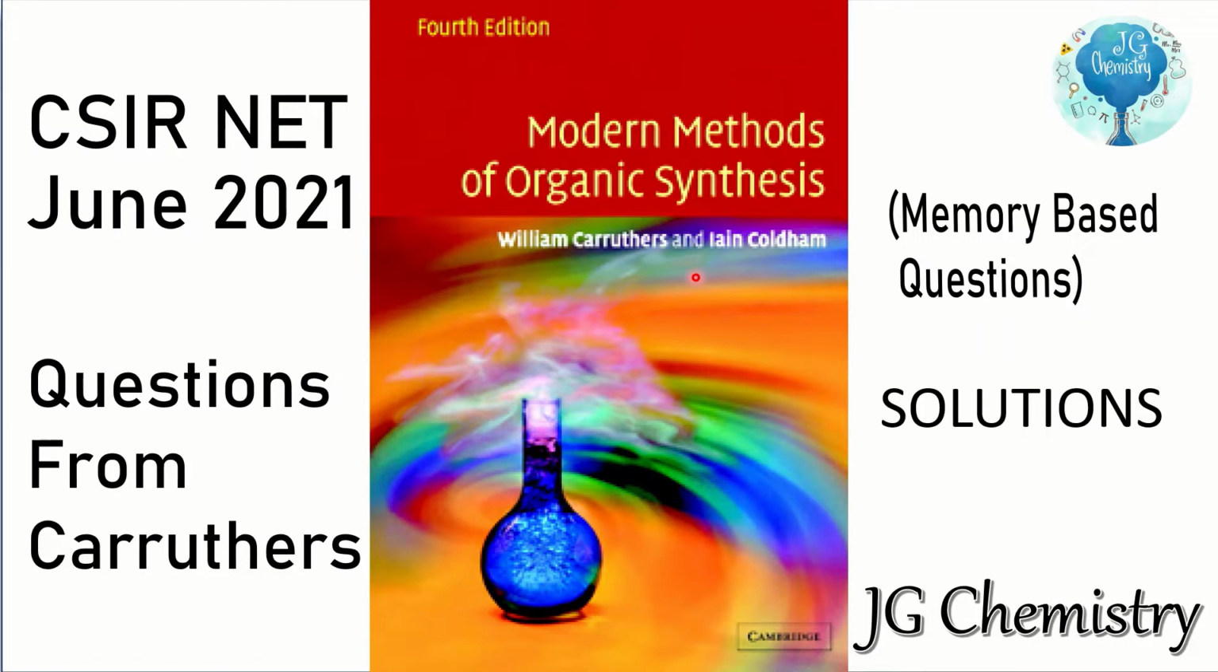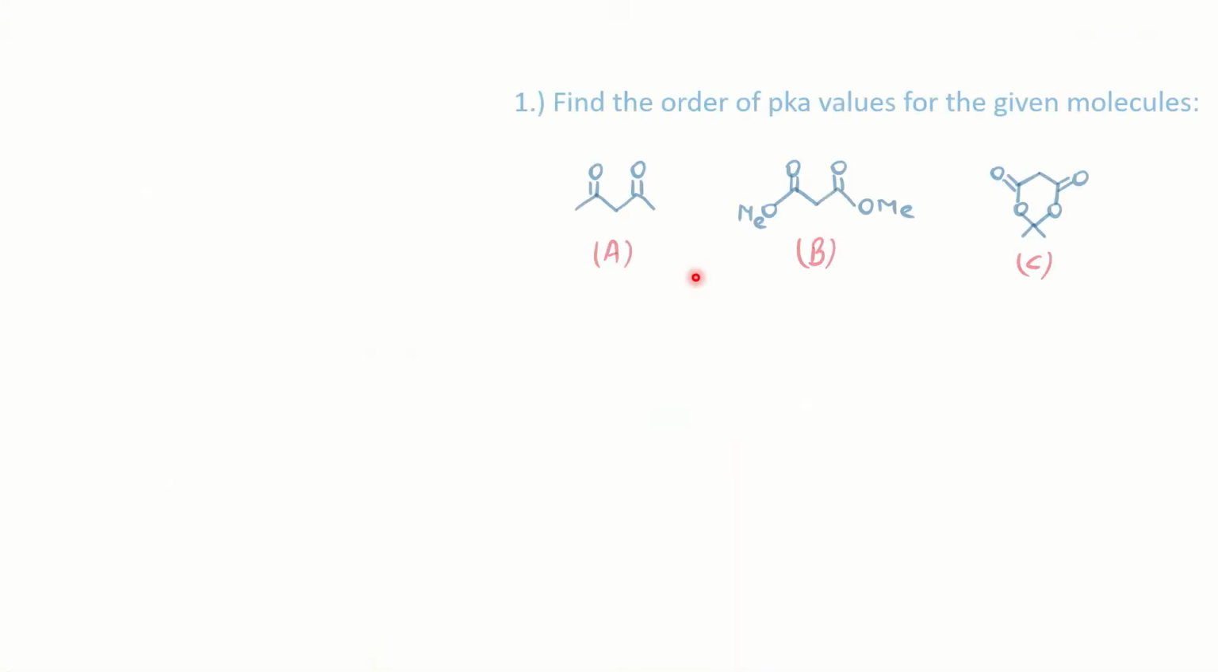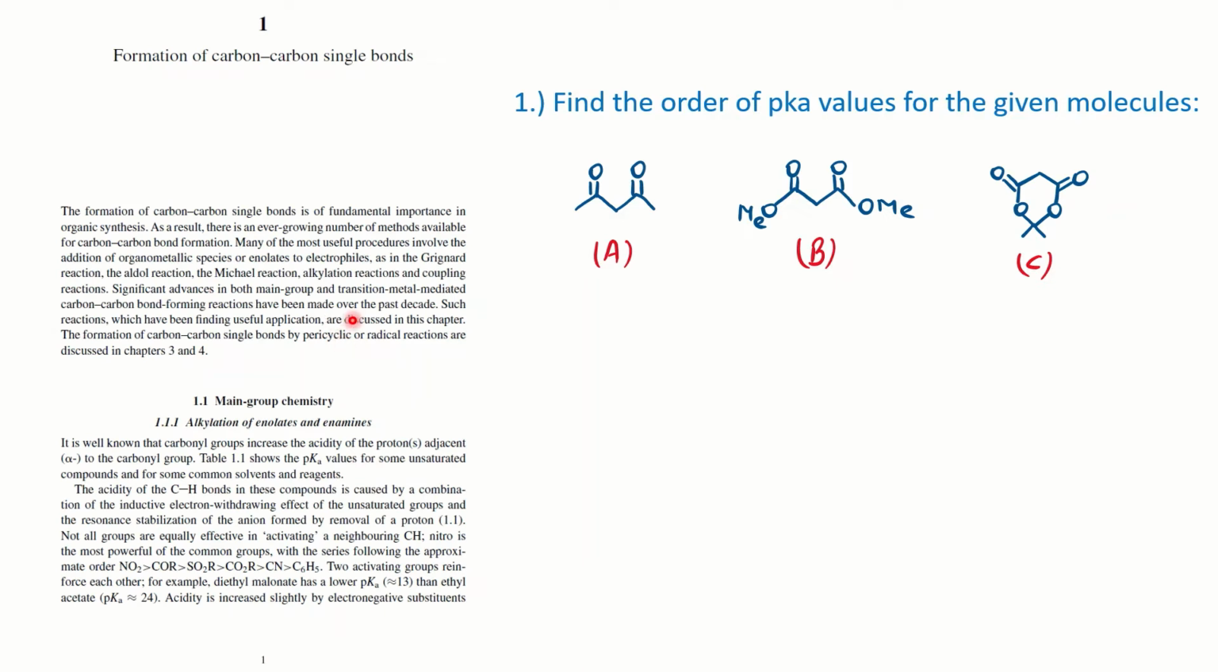So now we'll start. This was one of the questions which came recently in your CSIR NET exam, where you had to find out the pKa order for the given molecules. This question you can see is from the very first topic of the book by Carruthers. You can see page number 1 here, where they have mentioned the pKa and acidity relationship. So basically you can solve this question with respect to the acidity.